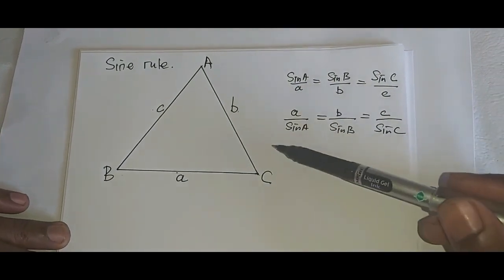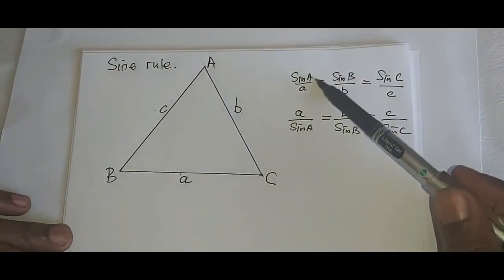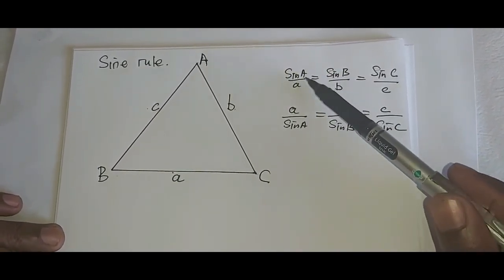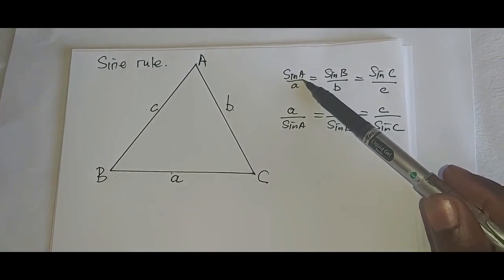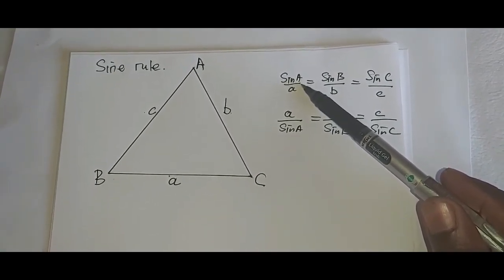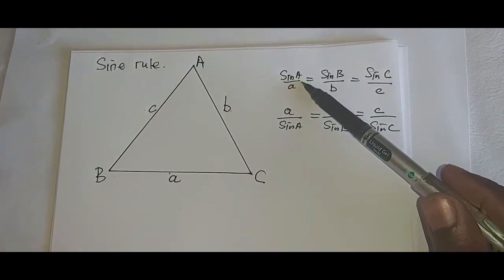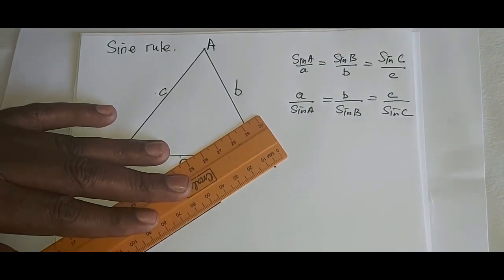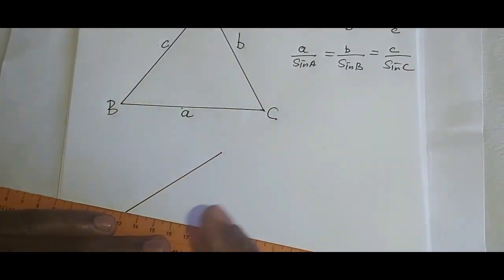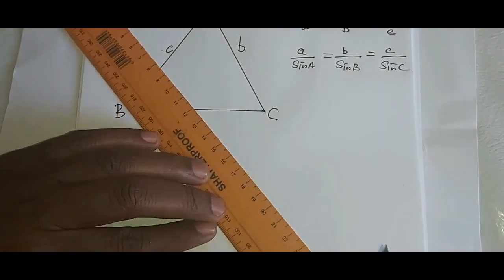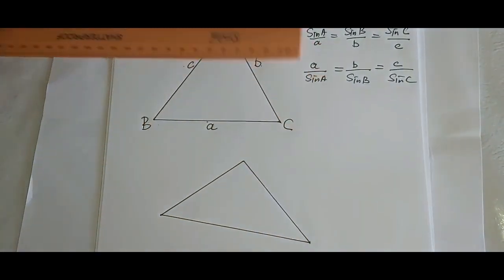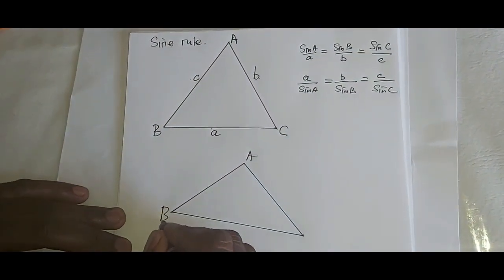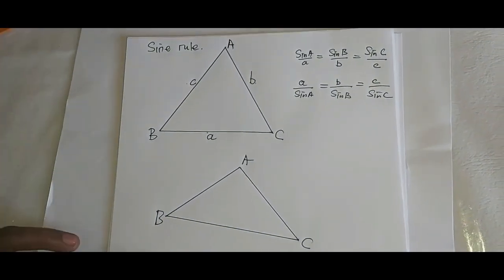For example, if you are finding a missing side, you use the bottom formula, and the top formula you use when you are finding an angle. Right, let's have a simple example of how we can apply the sine rule. I can give you any arbitrary non-right angle triangle. I'll keep it with my A, my B and my C.